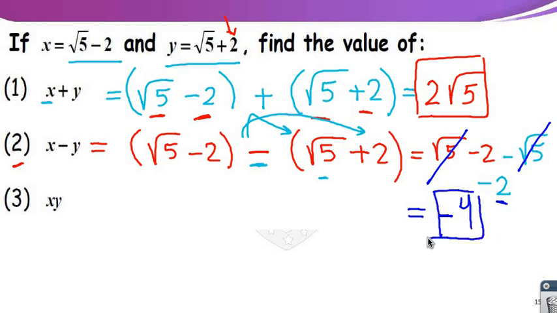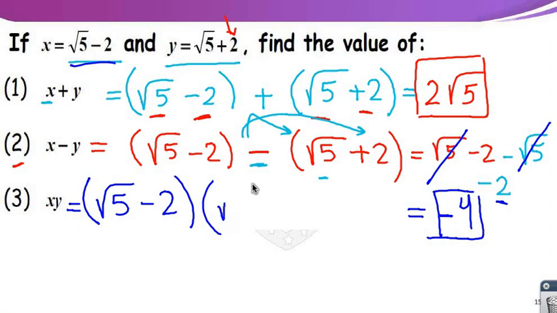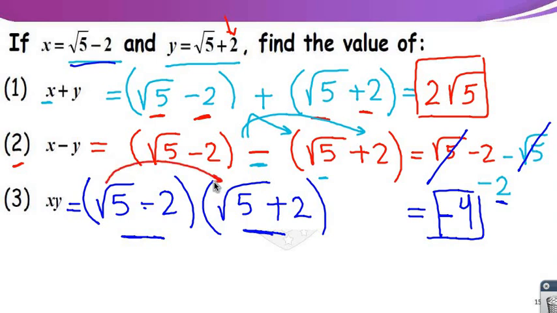The last one, third one, xy. We put x here, square root of 5 minus 2, by y here, square root of 5 plus 2. We said before, if we have the same brackets and the different sign, we multiply the first by the first. Square root of 5 by square root of 5, it will be 5, and we put minus 2 by 2, it will be 4. So here we have 5 minus 4 equals 1.